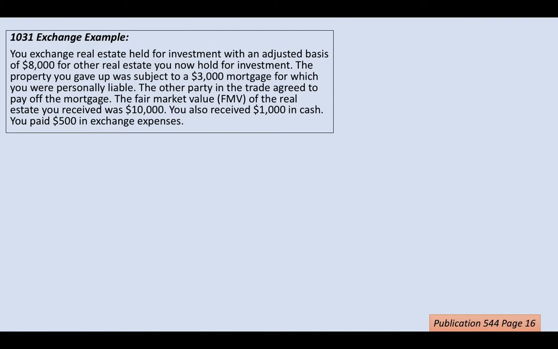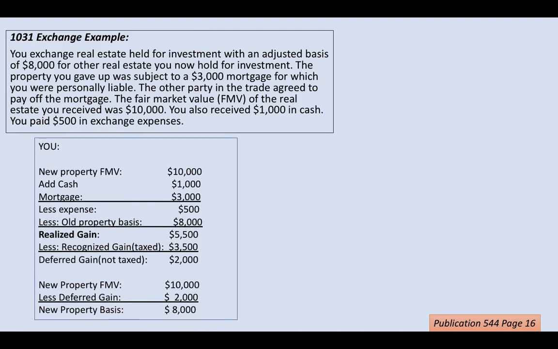The fair market value of the real estate you received was $10,000. You also receive $1,000 in cash. You pay $500 in exchange expense. Let's see how this works. What's the situation to you? What's the value you're going to receive?